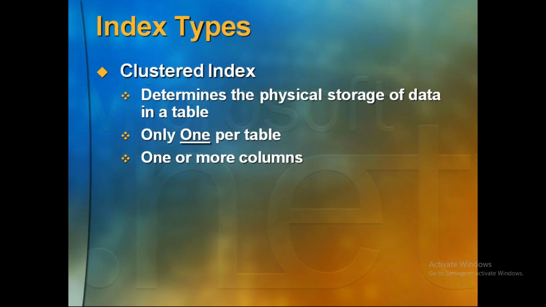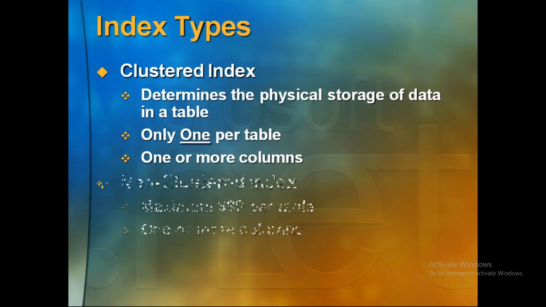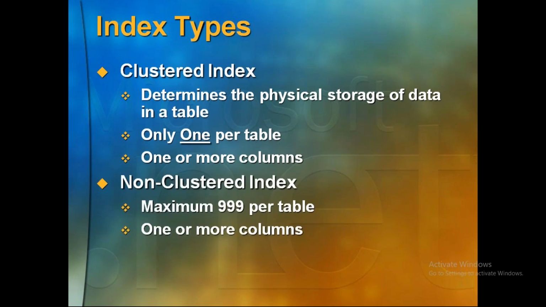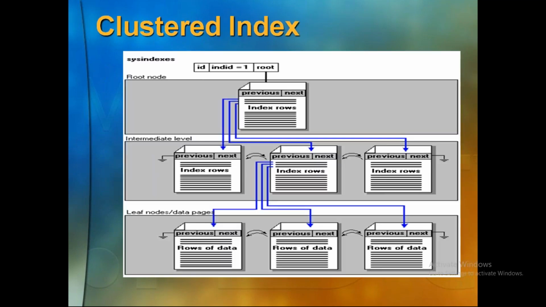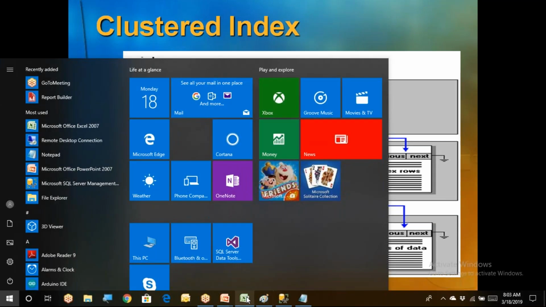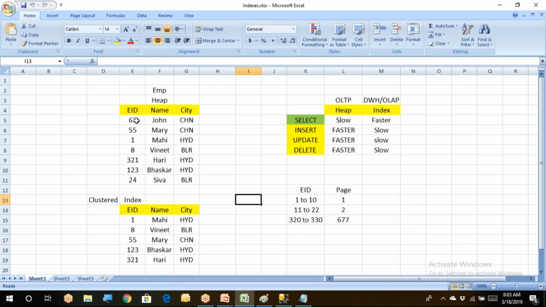Now, index types. A clustered index determines the physical storage of the data in a table, only one per table. One or more columns we can include. And we can go for the second index, non-clustered index, maximum 999 per table, one or more columns you can put there. Now, when you go in for the clustered index, the organization is like that. For example, this is my data. This is my heap structure we were talking about.